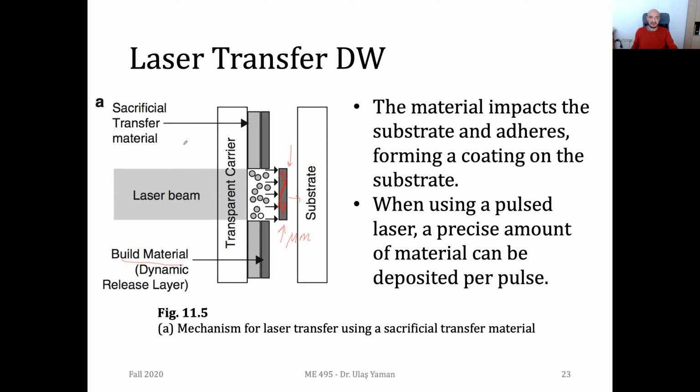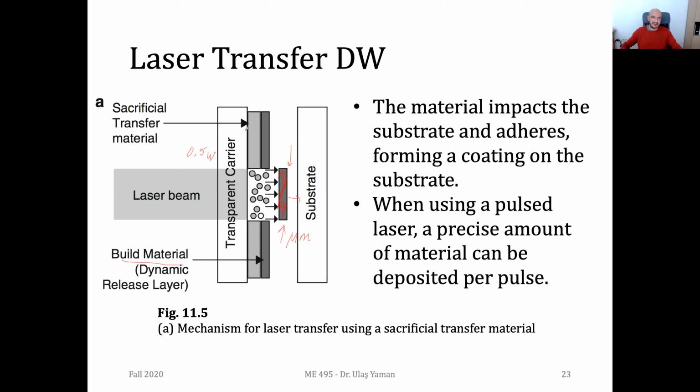So that means you don't need to have a high power laser, very low ones, maybe less than 0.5 watts. That will be enough to transfer your material. But obviously it depends on the type of material you are depositing. For most cases, these low power lasers will be enough for your printing operation.